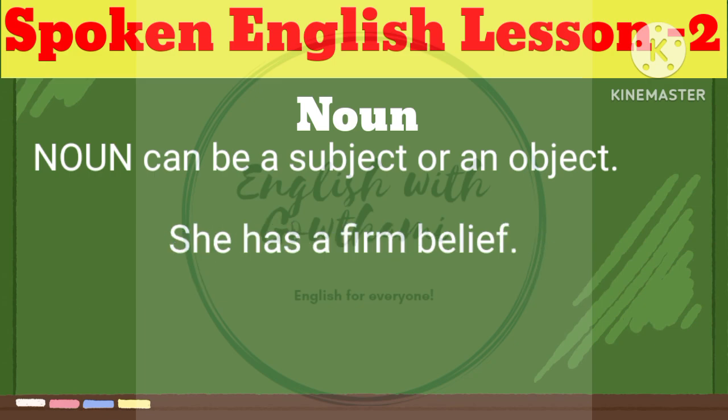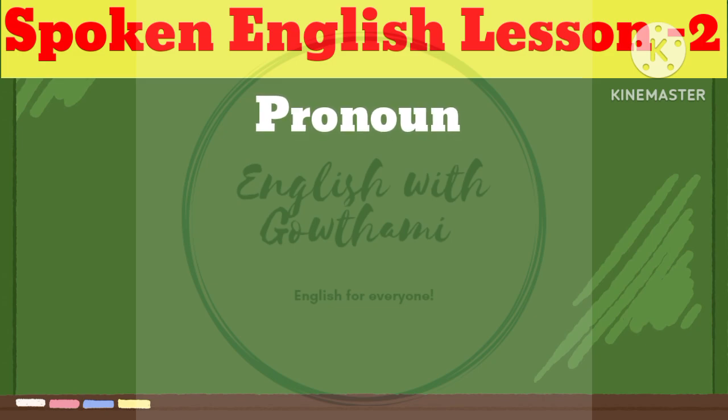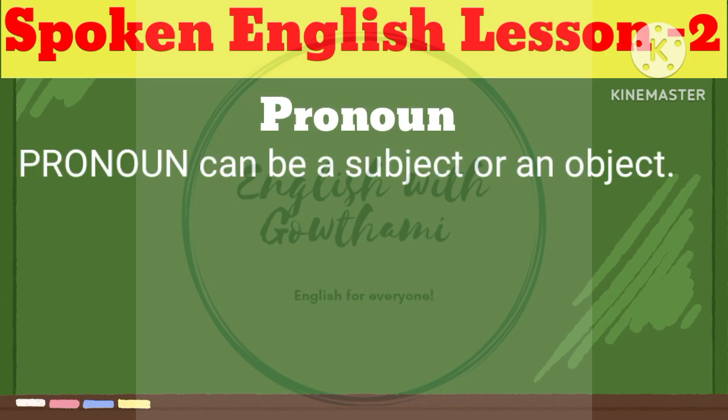She has a firm belief. In this sentence, the word belief is a noun. You know, right? Belief comes under abstract noun. Has is the verb. Next, coming to pronoun. A pronoun also can be a subject or an object. If it comes in place of a subject, it is called a subject pronoun. If it comes in the place of an object, it is called an object pronoun. When it is not necessary to use a noun, then usually we use a pronoun.